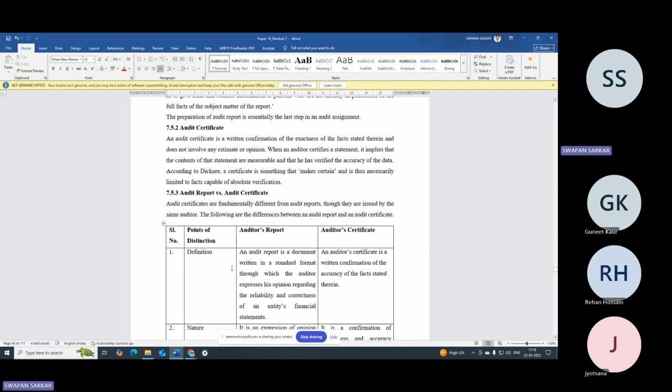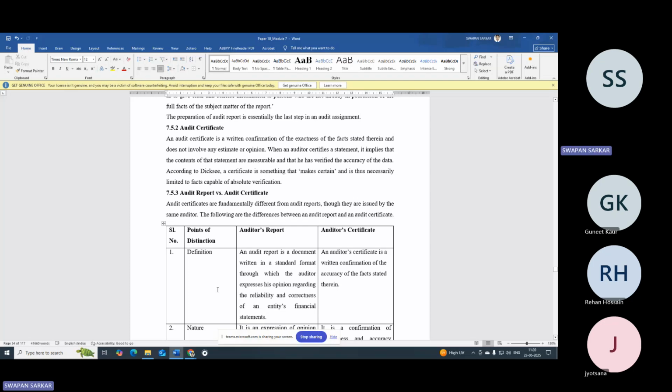Now, audit certificate. An audit certificate is a written communication of the exactness of the facts stated therein and does not involve any estimate or opinion. When an auditor certifies a statement, he implies that the contents of the statement are measurable and that he has verified the accuracy of the data. According to Dicksee, a certificate is something that makes certain and is thus necessarily limited to facts capable of absolute verification.